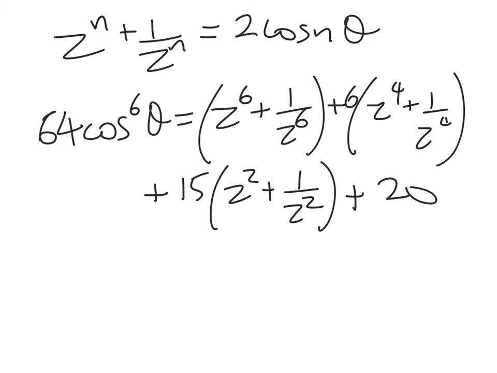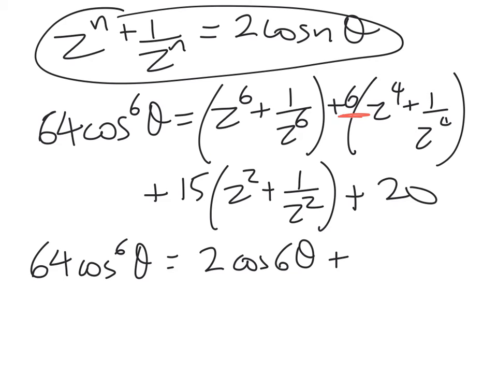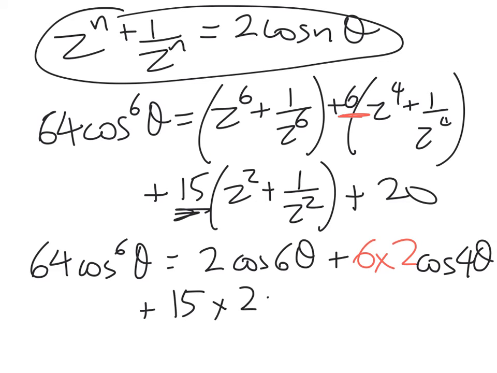So notice we lost all of our powers. So applying this, I'm going to get 64 cos to the power of 6 theta is equal to, well, here, this will be 2 cos of 6 theta. Next one will be 6 times 2 cos of 4 theta. The next one will be 15 times 2 cos of 2 theta plus 20.